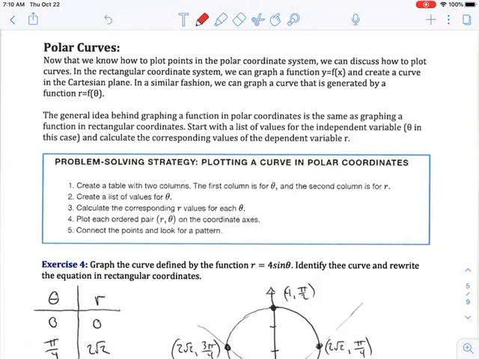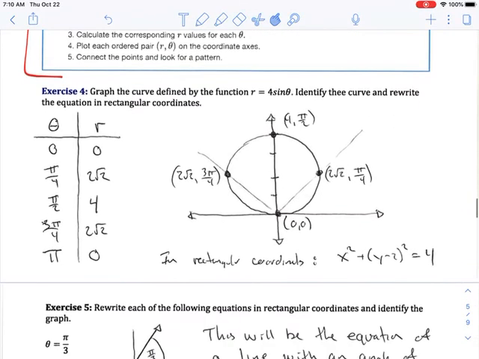So the strategy that is outlined in your textbook is very similar to a strategy that you would use in the xy plane. You create a table with two columns. The first column, rather than being for x, would be for theta, and the second column, rather than y, is for the radius r. You then create a list of values for theta. You plug those into the function to find the corresponding values of r, and then you have an ordered pair, r theta, which you then plot. So it's a familiar strategy. So let's just take a look at a few examples.